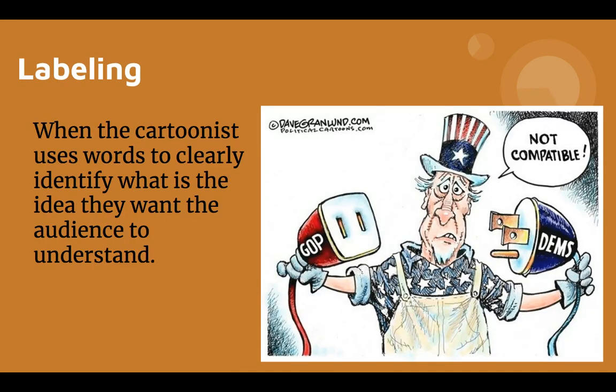And then our last one is labeling. This is when a cartoonist uses words to clearly identify the idea they want the audience to understand. You can see 2 plugs here. You can see GOP. That is the shorthand for Republicans. Whenever you see GOP, they mean Republicans. And Dems, this is Democrats. We have 2 types of plugs.